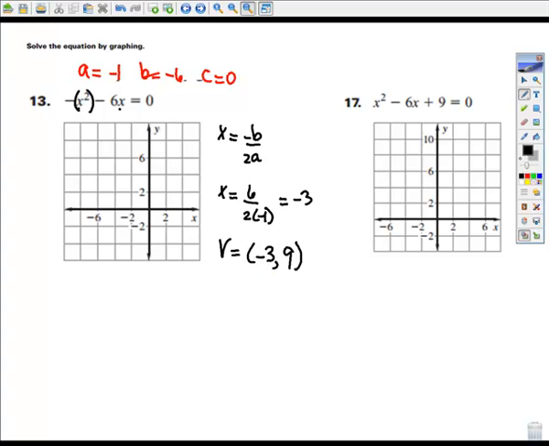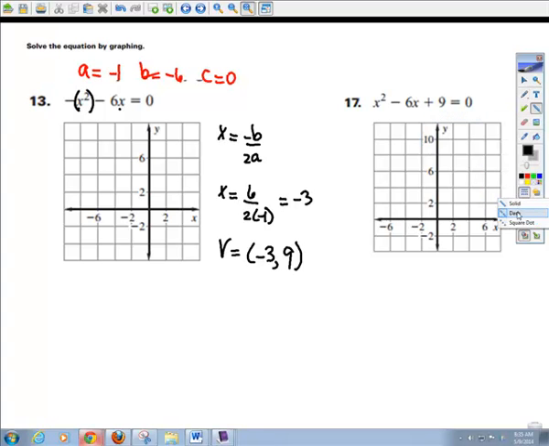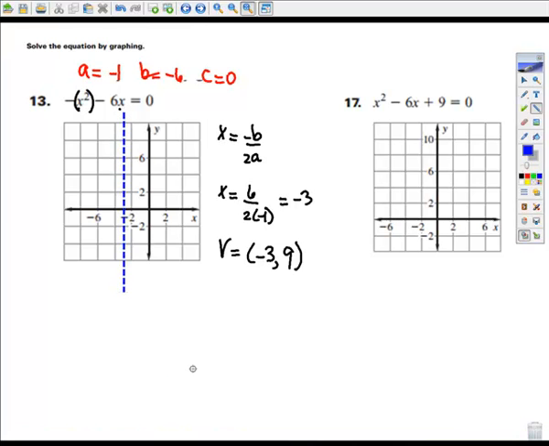So now I'm going to go ahead and sketch my axis of symmetry. Remember, it is the invisible line, but to show that it's invisible, we're just going to put it in with a dashed line. And I'm going to put my vertex on here. It's negative 3, positive 9. So there's my vertex. I know that this is going to open down because it has a negative a value, and now I'm going to make a table.